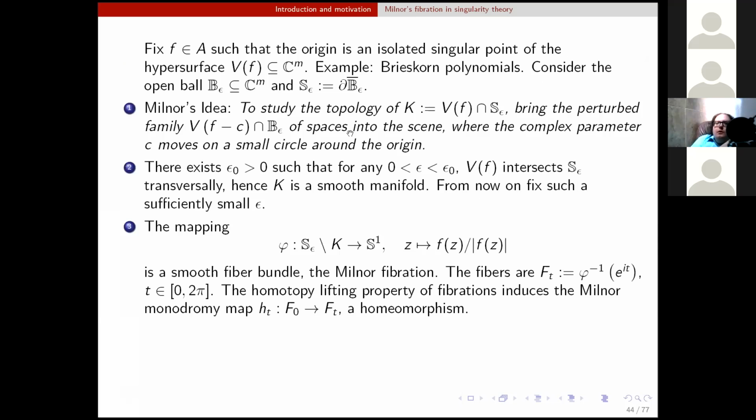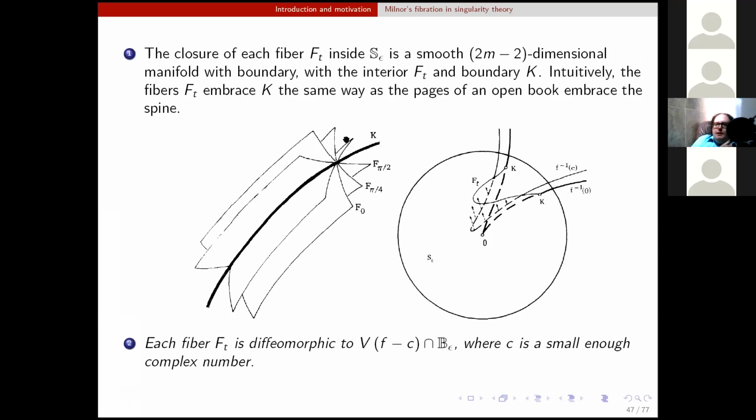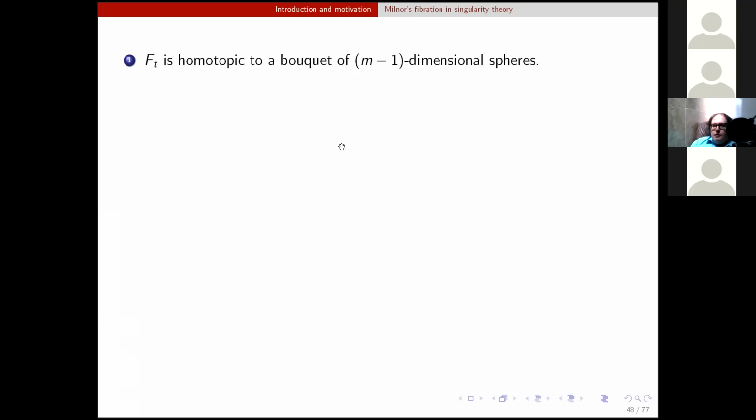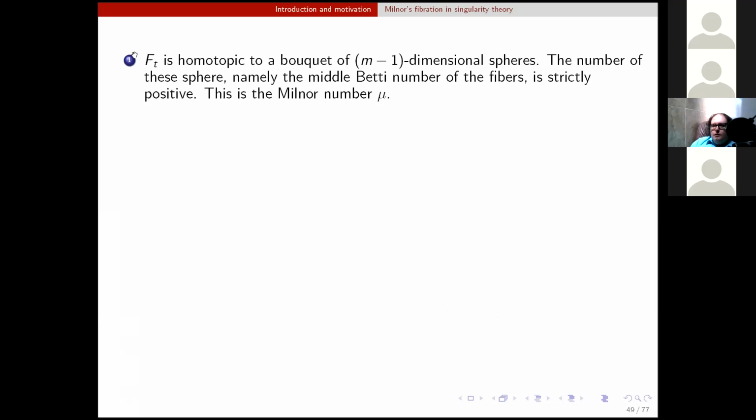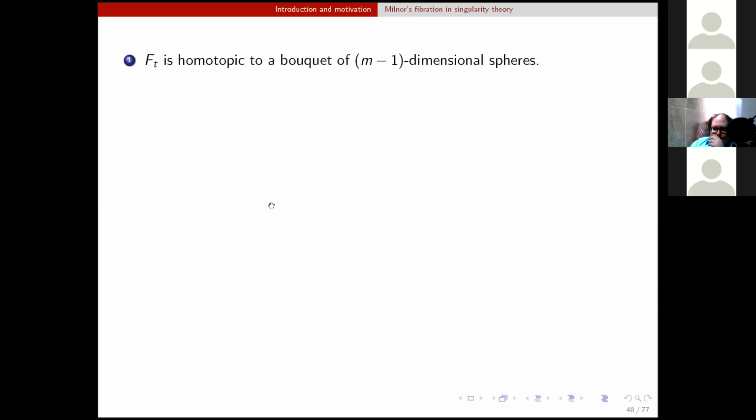Why the middle cohomology, or why the middle Betti number? Where does middle come from here? Okay, if you have the answer, you can guess where it comes from, because f of t, m minus 1 and 2m minus 2. The real dimension of f of t is 2m minus 2, so middle cohomology is like, right. Okay. Let me tell you.